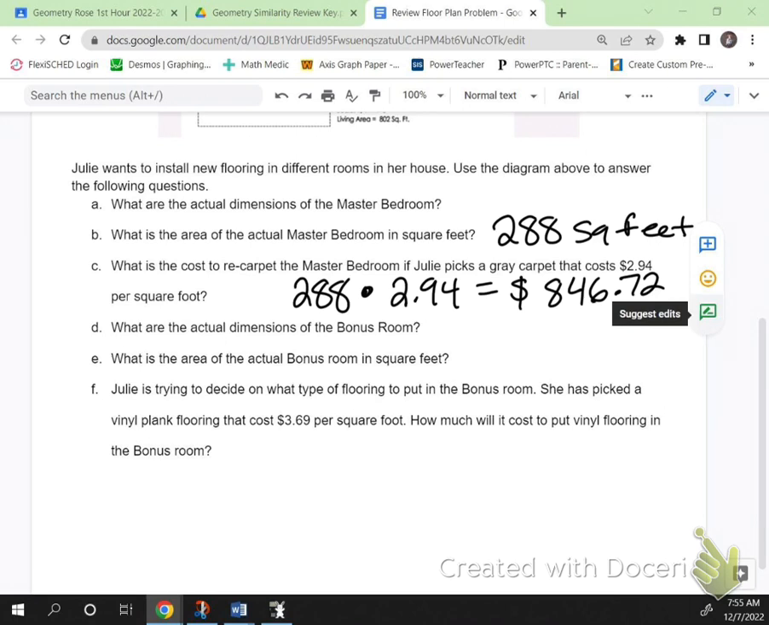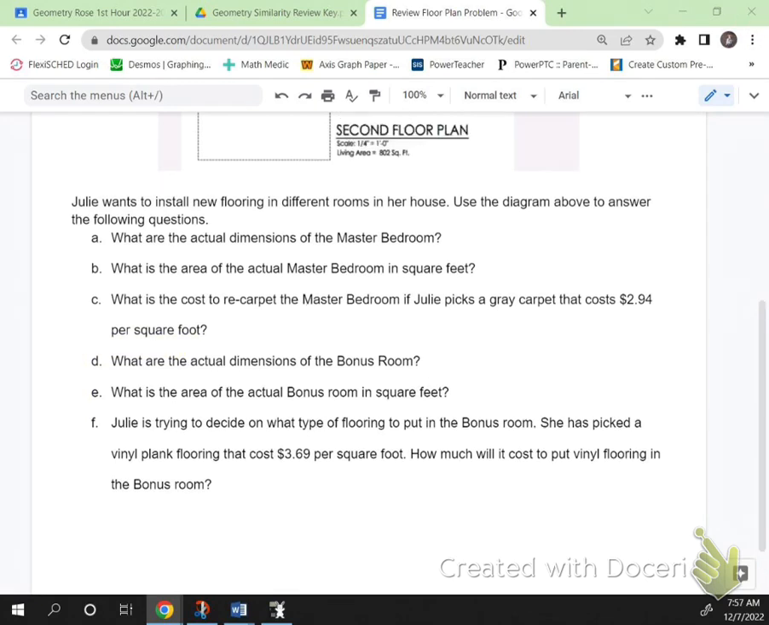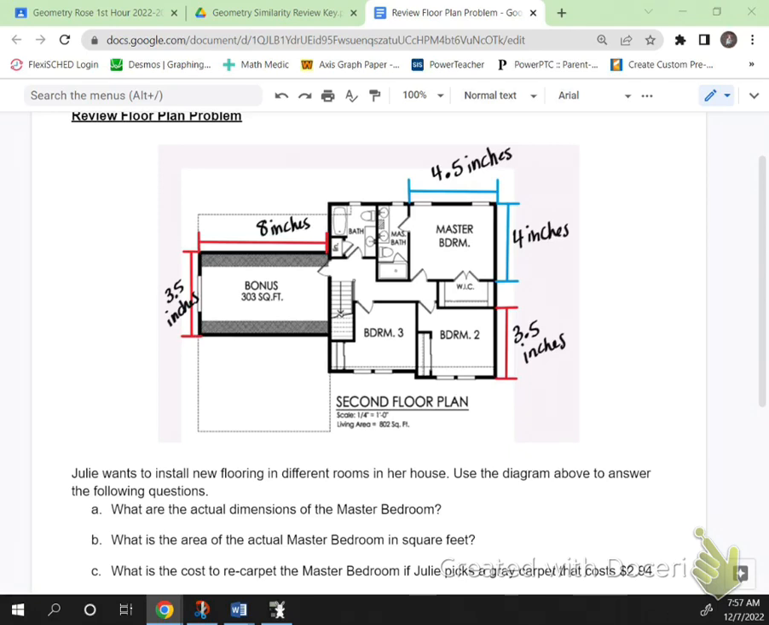I want you to do parts D through F now. It's asking you about the bonus room. I think there's a typo on this page. Ignore the square footage. Use the measurements that I measured the floor plan with. So right now you're going to do D, E, and F of the bonus room, and we'll check in just a minute.